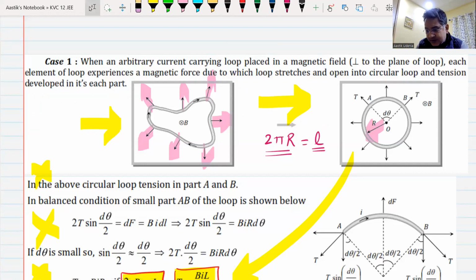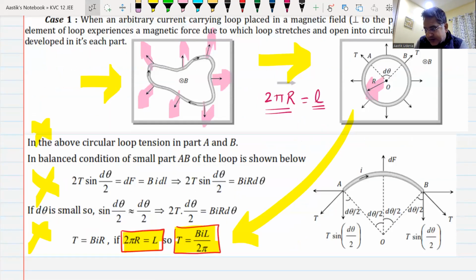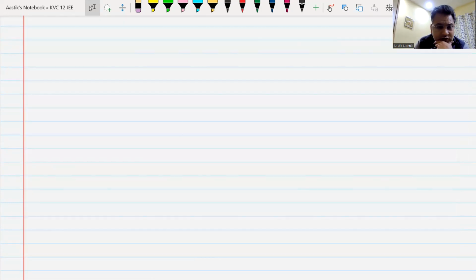Just to refresh your memories, this was what we had discussed before your vacations. An arbitrary loop, BIL by 2 pi, where L is the length of the loop. So don't forget it because this question has come in a previous JEE. So it's very likely that this question could be repeated. I'm relying on the fact that these types of questions are coming. I'm giving you all types of questions which I think are possible to come.